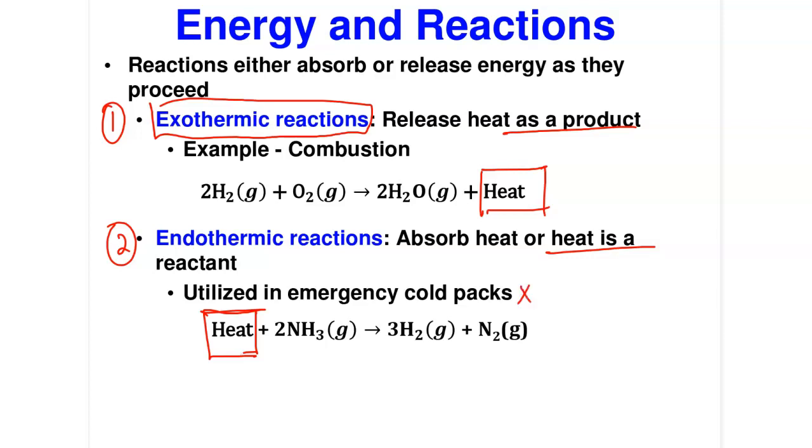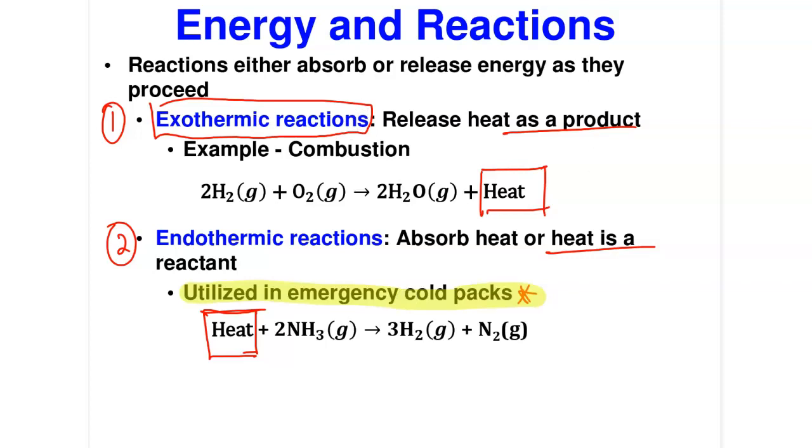And this is actually used in an important application in sports. Most emergency cold packs are made with this idea, because when the reaction takes place, it gets colder, and someone who has a sprain can easily put it on the spot, and it gets cold and soothes the pain. This is actually what happens in emergency cold packs. In this case, again, heat is a reactant of this reaction. In an exothermic reaction, heat is a product.